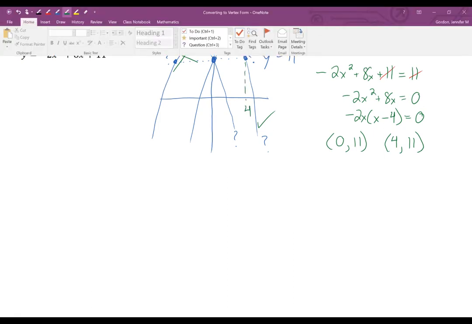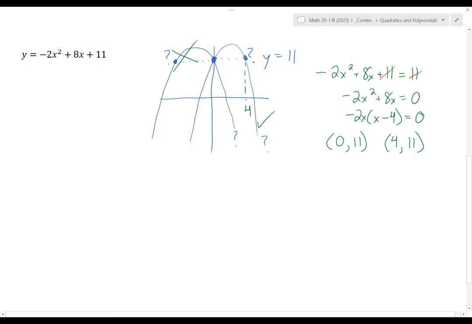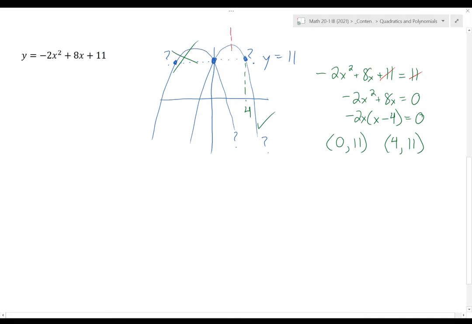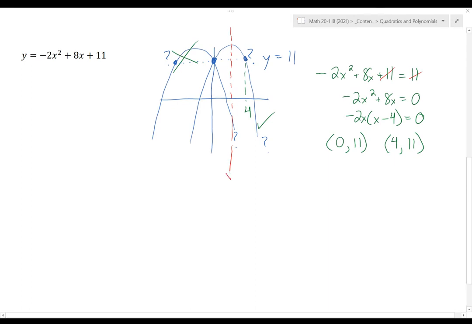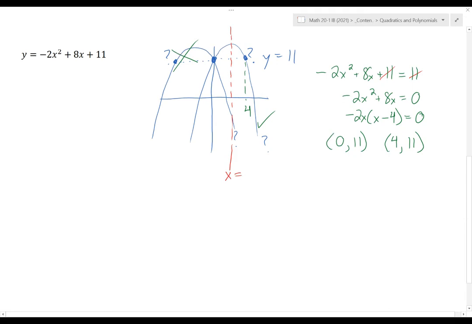But the axis of symmetry has to be halfway between them. I didn't find the x-intercepts. It didn't matter. I didn't have to find the x-intercepts. I just had to find 2 points that were at the same vertical level. The axis of symmetry has to be the average of 0 and 4. Well, the value that's halfway between 0 and 4 is 2.